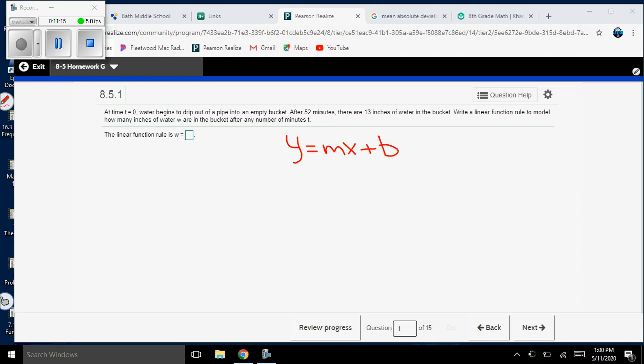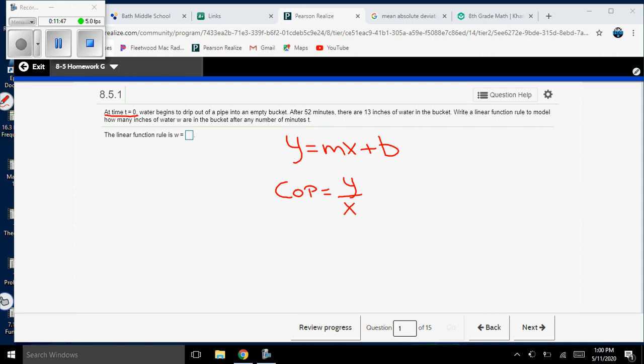So at time 0, water begins to drip out of the pipe in the empty bucket. After 52 minutes, there are 13 inches of water in the bucket. You have to write a linear function rule in order to model that situation. All right, so in order to think about this, we need to think about the constant of proportionality. The constant of proportionality is also the slope and is represented by y over x.